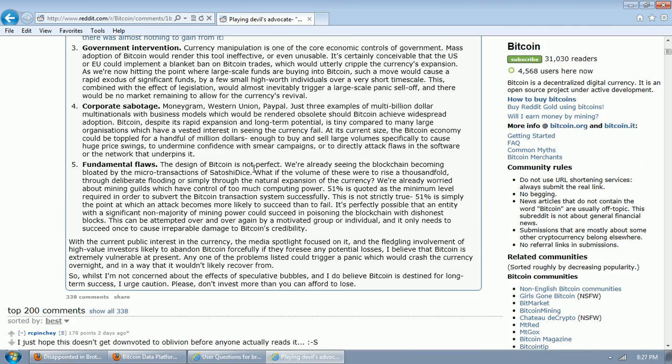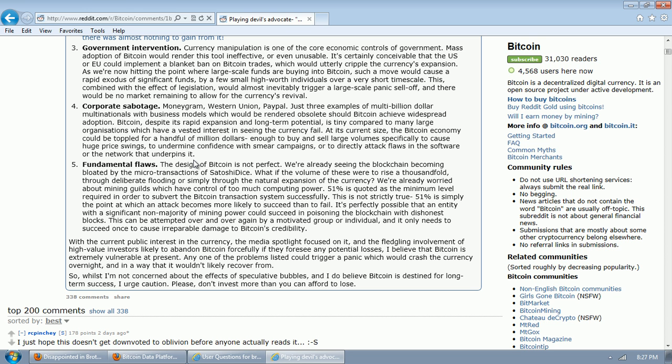Corporate sabotage: MoneyGram, Western Union, PayPal. Just three examples of multi-billion dollar multinationals with business models which would be rendered obsolete should Bitcoin achieve widespread adoption. Bitcoin, despite its rapid expansion and long-term potential, is tiny compared to many large organizations which have a vested interest in seeing the currency fail.